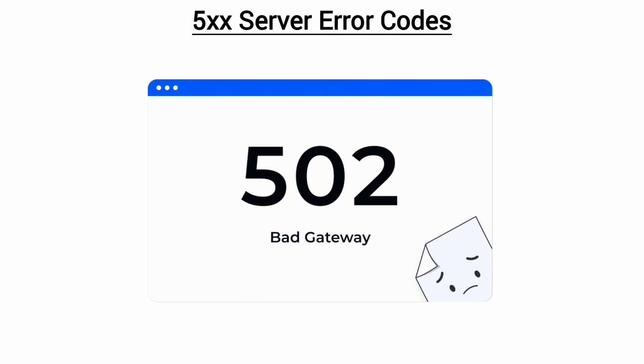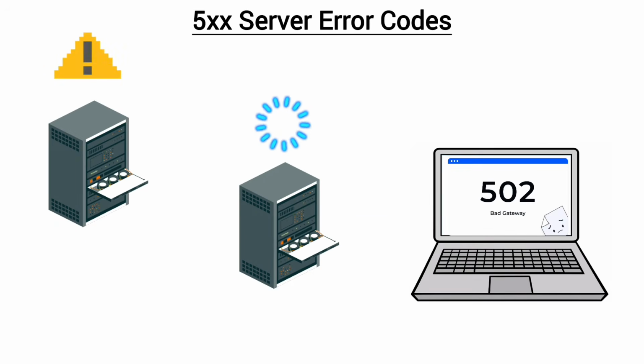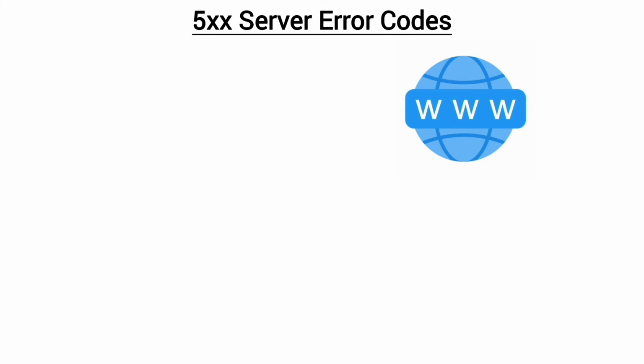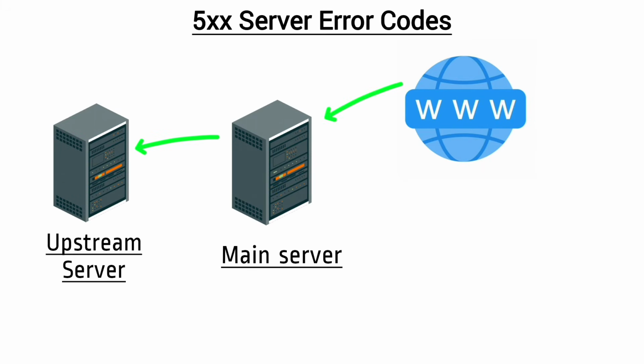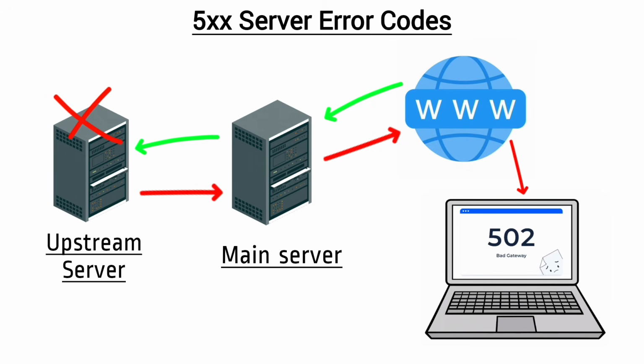502 means bad gateway. This appears when one server receives an invalid response from another server it's connected to. For example, if a website is hosted behind a proxy or load balancer and the upstream server fails, the gateway shows this code instead of the actual page.